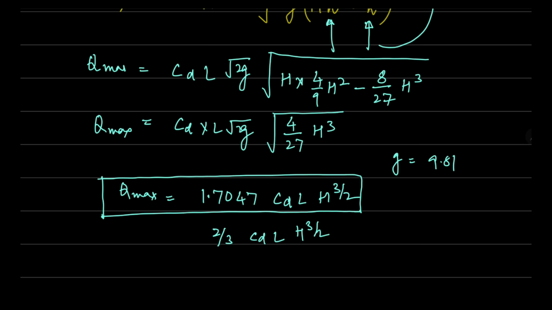So the only difference we can see is the coefficient. Here it is 2 by 3, that is equal to 0.667. However, in the case of the broad-crested weir, this expression is 1.7047. You can see this is at least 2.5 times higher than this value. So using a broad-crested weir, we can maximize our discharge over a weir.